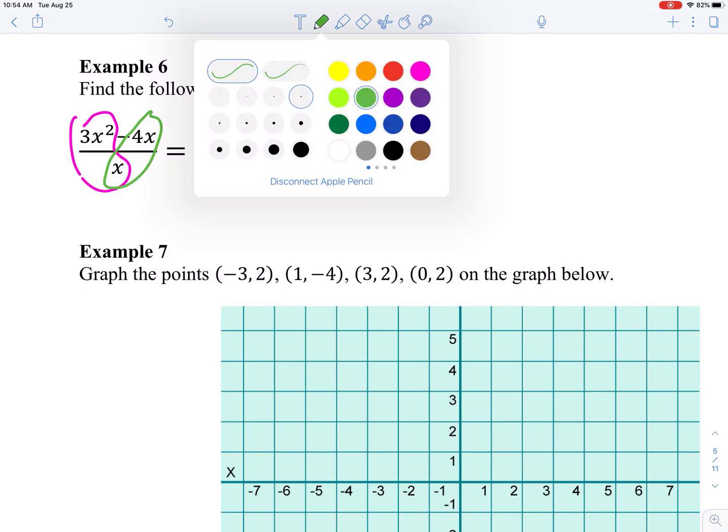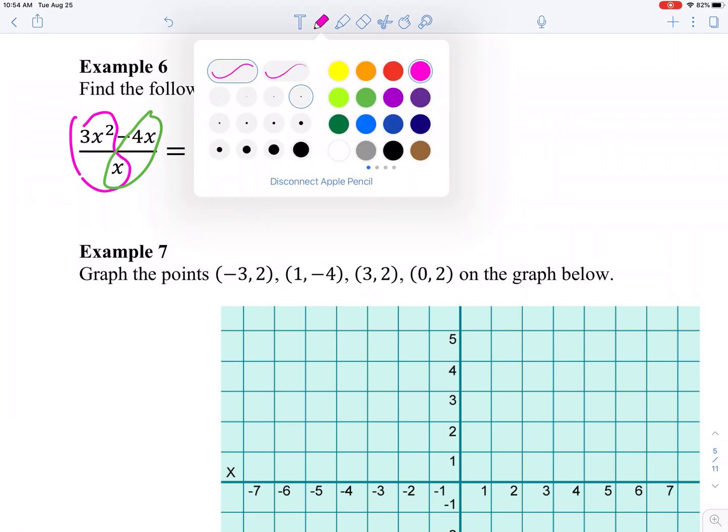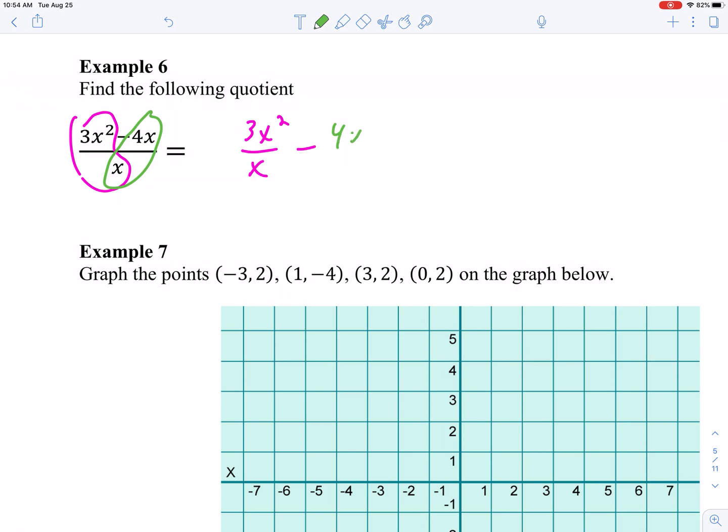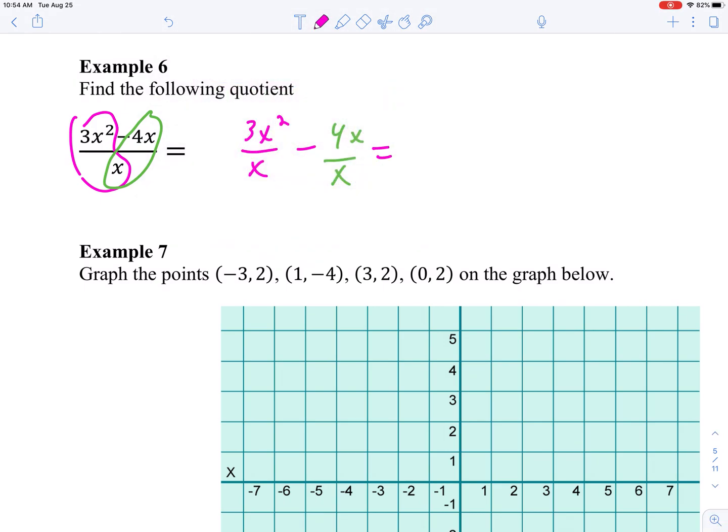So we're going to rewrite it like this: 3x squared over x minus 4x over x. And there are other ways to do this, and I'll show you in a second. And then let's simplify. So 3x squared divided by x is 3x. 4x over x is 4, in this case minus 4. So that's one way to do it.